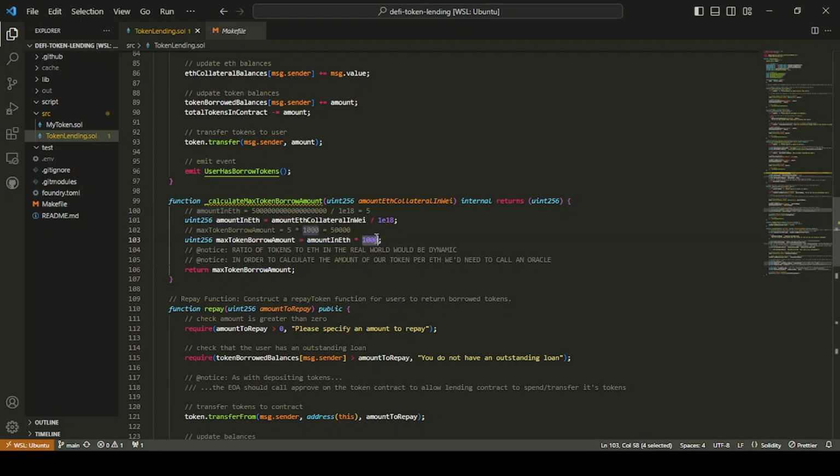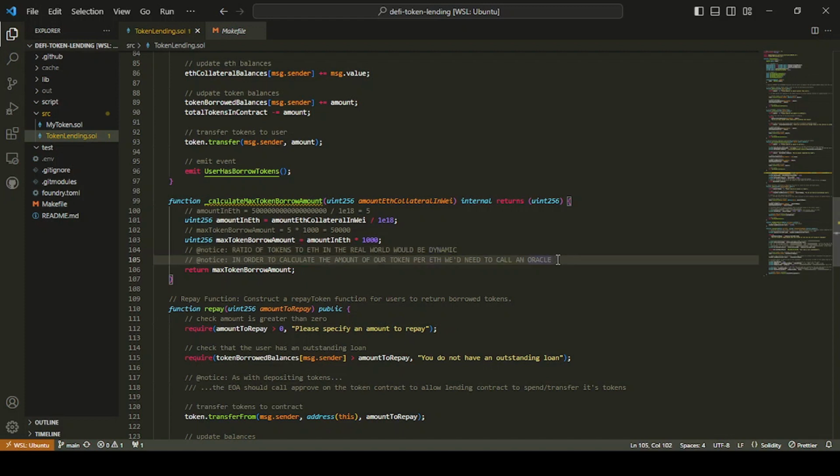And this here, if you see what I've put as a comment, and I've liberally sprinkled comments throughout, and I'll put this up on GitHub if anybody wants to look at it afterwards. Essentially we're saying that we value our tokens at 1/1,000 of an ETH. So for every ETH you can borrow 1,000 tokens. And I have a comment here: the ratio of tokens to ETH in the real world will be dynamic.